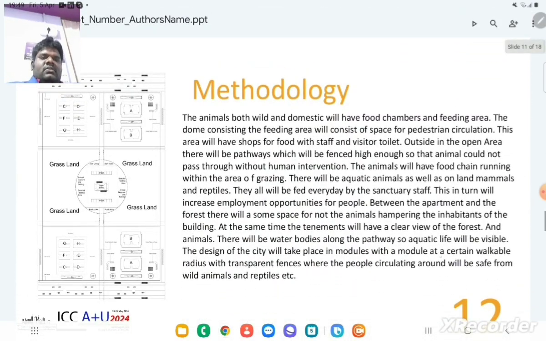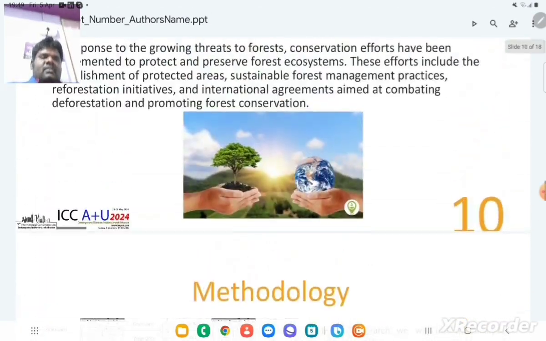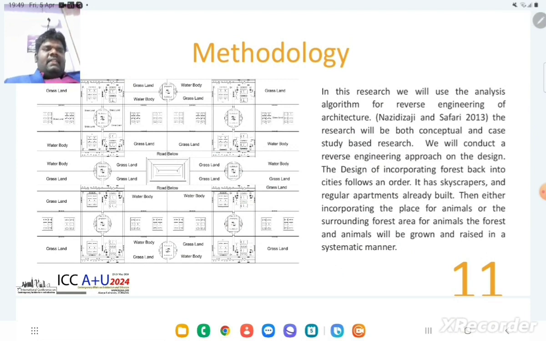Okay, so we will just quickly read it through. In this research we will analyze the algorithm of reverse engineering of architecture. The research will be both conceptual and case study based. We will conduct a reverse engineering approach on the design. This is the design on which we are conducting the reverse engineering.